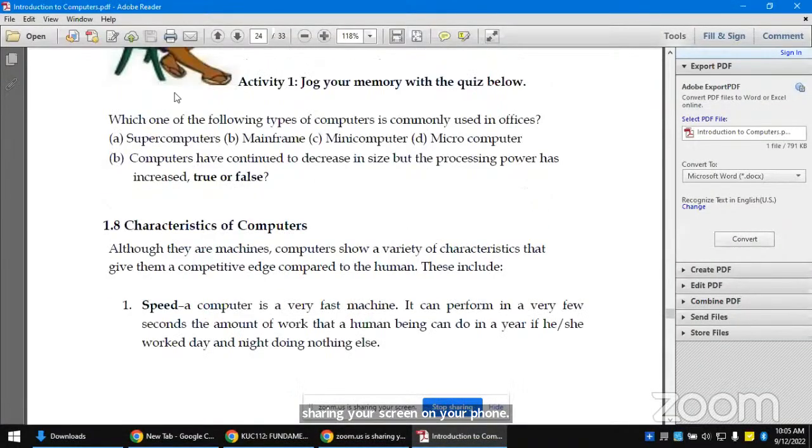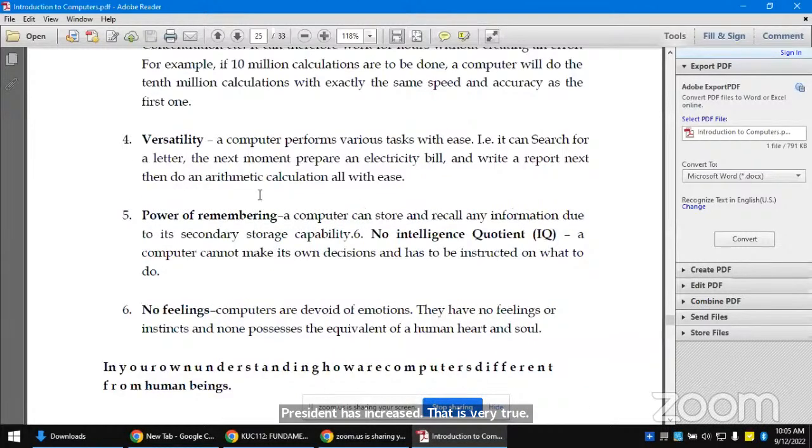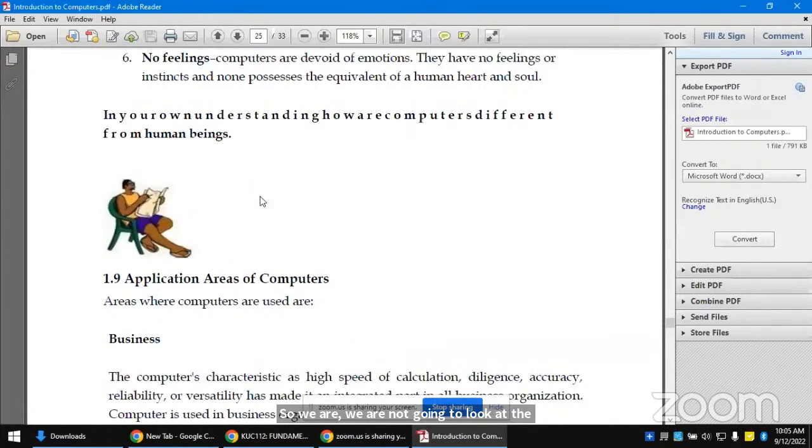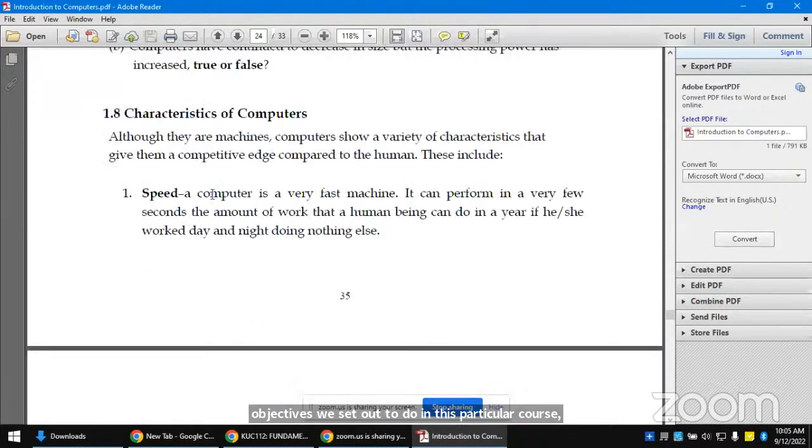So computers have continued to decrease in size, but the processing power has increased. That is very true. So we are now going to look at the characteristics of computers. This is one of the objectives we set out to do in this particular course. Although they are machines, computers show a variety of characteristics that give them a competitive edge compared to humans.